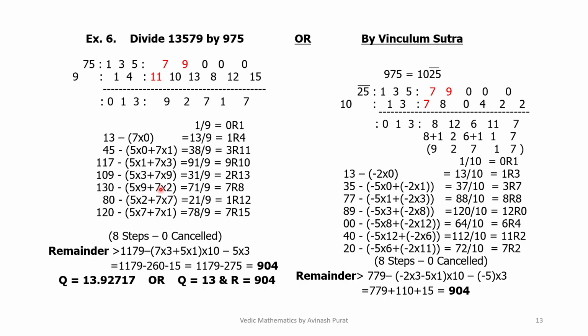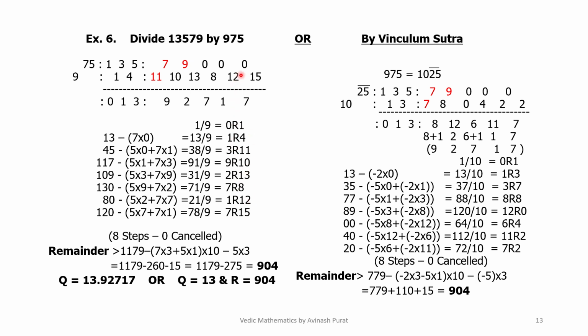45, 49, 59. So 130 minus 59 is 71 divided by 9. 9 7s are 63. So 7 and remainder 8. Next dividend is 80. 80 minus (5 into 2 plus 7 into 7). That is 49 plus 10, 59. 80 minus 59 is 21 divided by 9 equals 1 or 12.